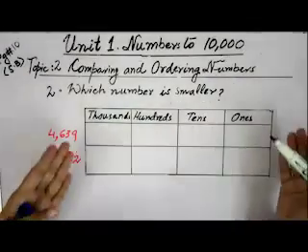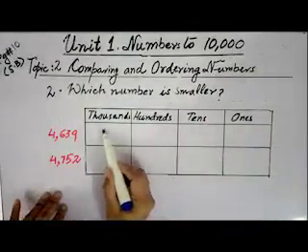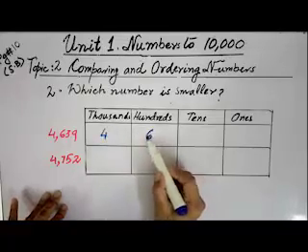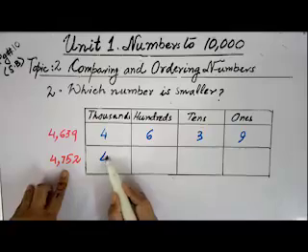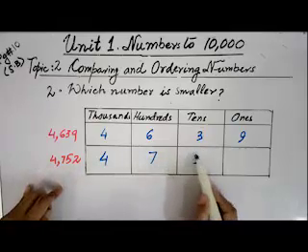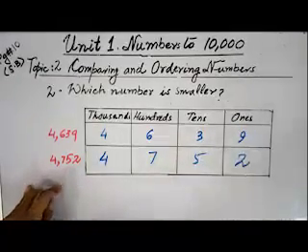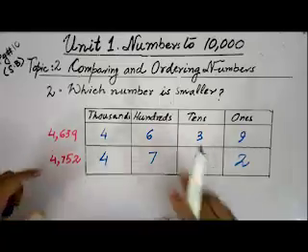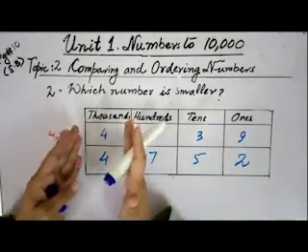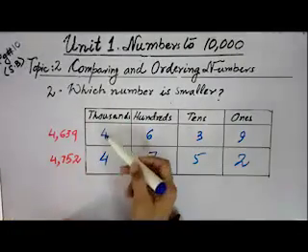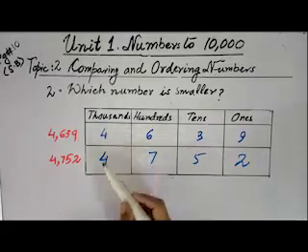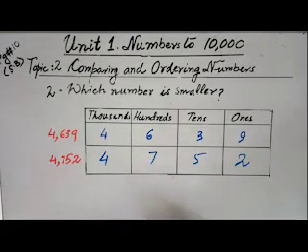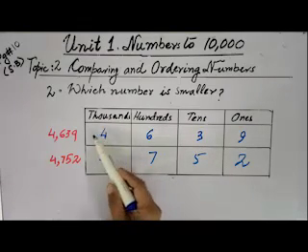First of all, this is your place value chart. You will write here 4, 6, 3 and 9. Now you will write 4, 7, 5 and 2. Now what will you do? You will look at the highest place value. Here the highest place value is thousands. And you can see that both the numbers are equal to each other. Both the numbers are same to each other. So you cannot do anything with thousands.